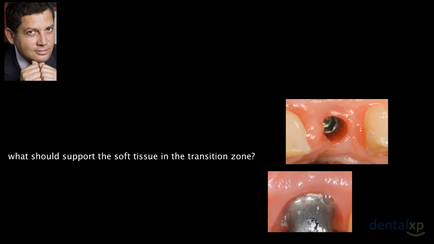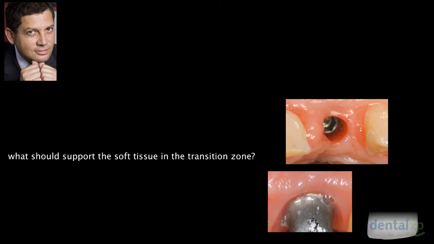The question which was over time is what should support the soft tissue in the transition zone? This transition zone, which some authors call the dual zone, is the zone from the platform of the implant to the gingival margin facially, but it's also the zone from the shoulder of the implant to the peak of the papilla or to the peak of the future papilla.